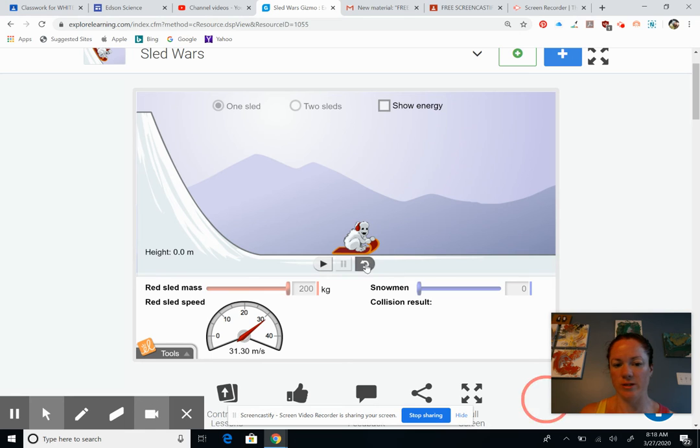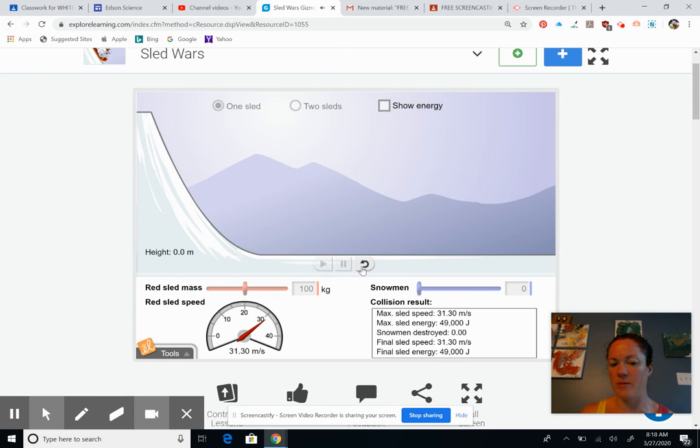So we'll do one more sled mass. We'll try 100. And it is also 31.3. So the mass does not affect the final speed.